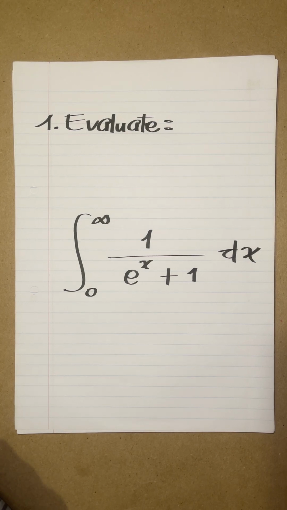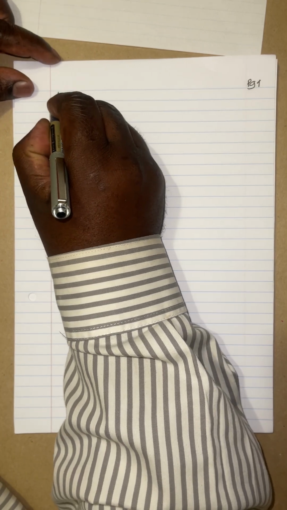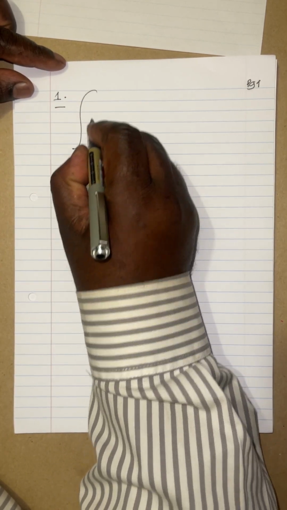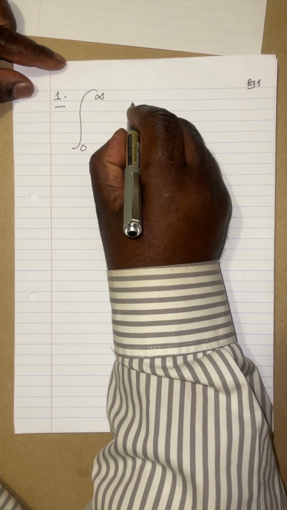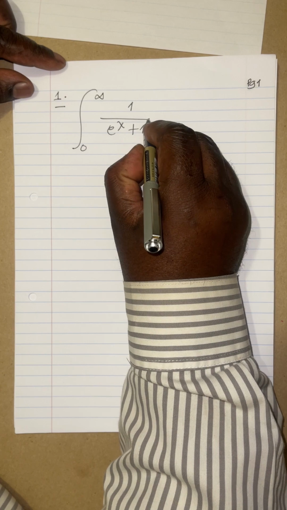Now, let's look at how we approach this one. I've dealt with a similar one in one of my previous videos. I named that set of questions tricky integration techniques. You may wish to have a look at that, but let's look at how we go about this one. Number one, the integral from 0 up to positive infinity of 1 over e to the power x plus 1 dx.